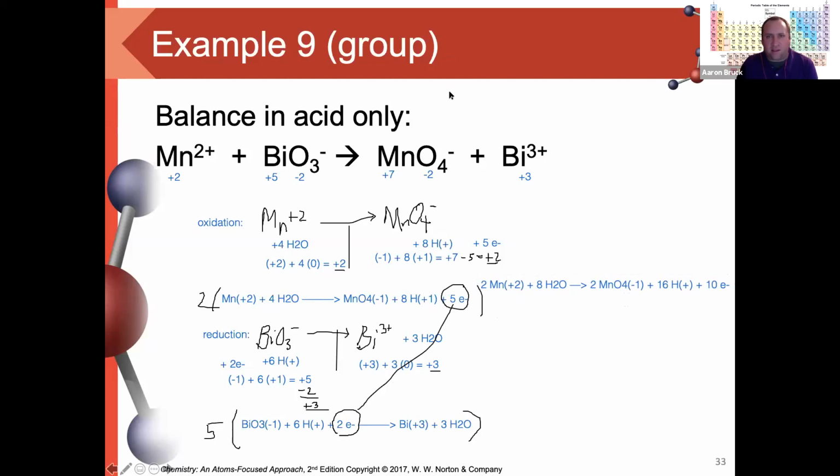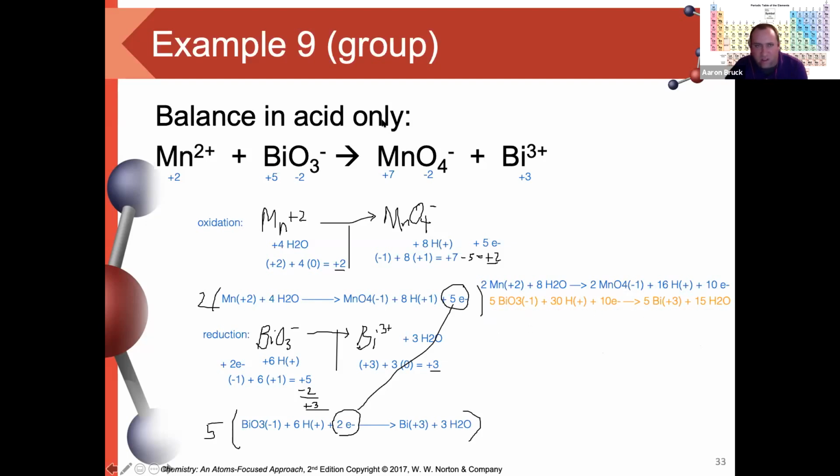And if we add that to our other half reaction, 5 bismuthate ions and 30 hydrogen ions and 10 electrons make 5 bismuth 3 plus ions and 15 waters. Those are our 2 half reactions.